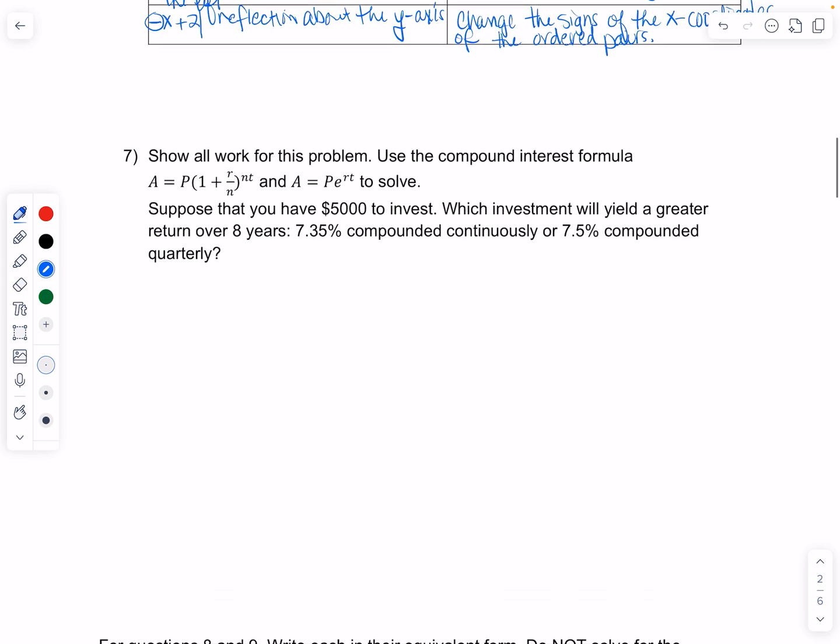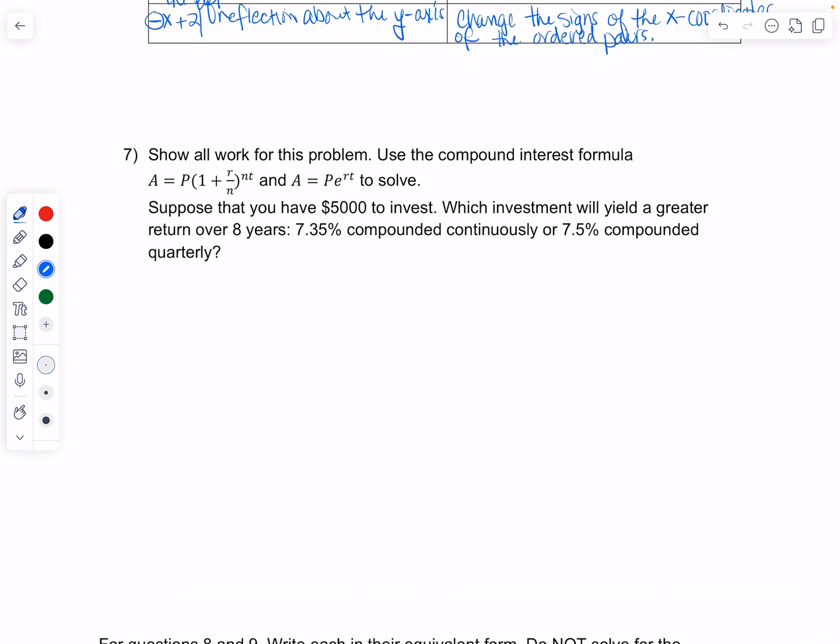I am going to do 7 as well in this video. Show all work for this problem. Use the compound interest formula A equals P times 1 plus r over n raised to the nt, and A equals P e to the rt to solve. We're going to have 2 separate problems here. So problem number 1, we will be using A equals P times 1 plus r over n raised to nt. And problem number 2, we're going to be using A equals P e to the rt.